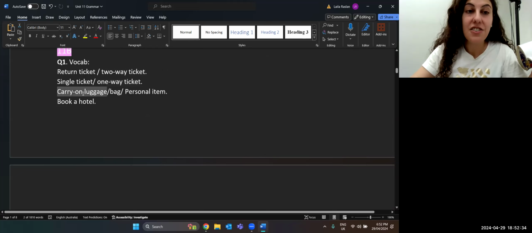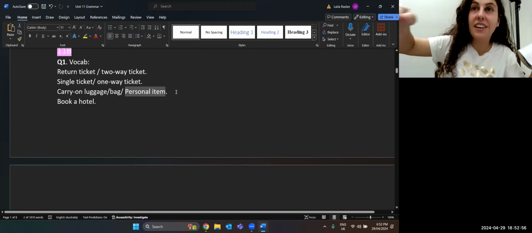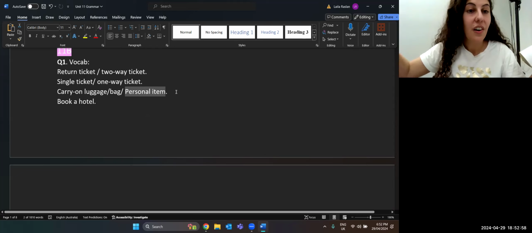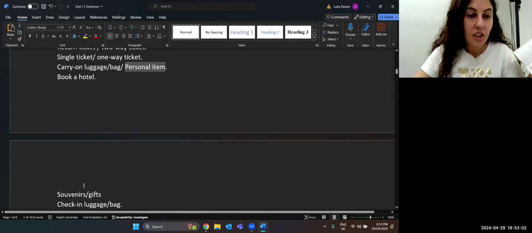Carry on. Now, this is interesting. Carry on is the bag that you take with you on the plane. Okay, so luggage or bag, they're the same words. So carry-on bag, or it could be called your personal item. And usually it's about 5 kilograms, I think, on the plane. So that means you carry it on, you take it with you on the plane. But it's very different to your check-in luggage.